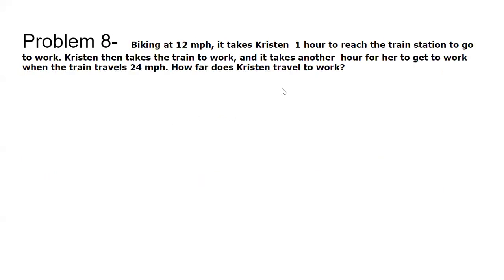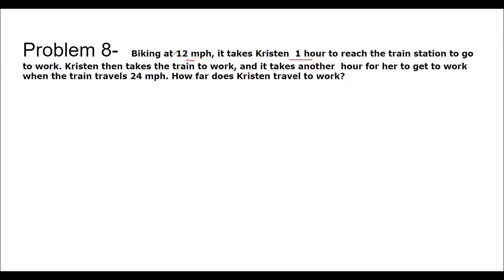Problem 8. Biking at 12 miles per hour, it takes Kristen 1 hour to reach the train station. All right, so she goes 12 miles per hour and goes 1 hour. So that means she went 12 miles. Kristen then takes the train to work, and it takes another hour for her to get to work when the train travels 24 miles per hour. How far does she travel to work?